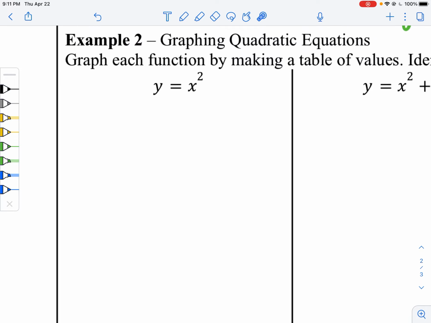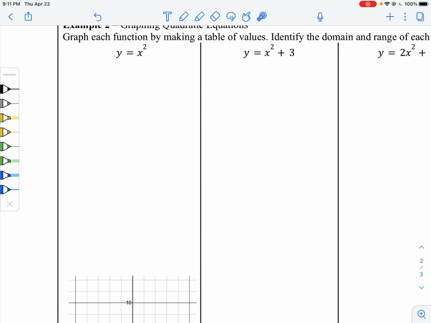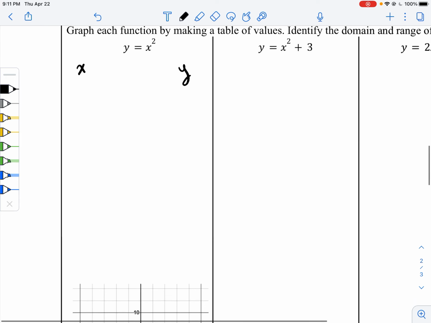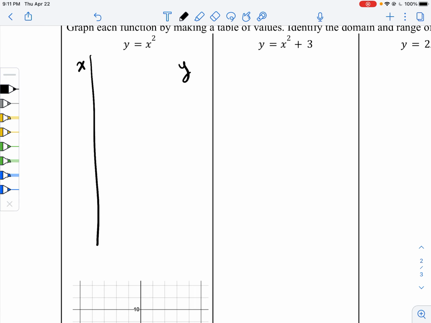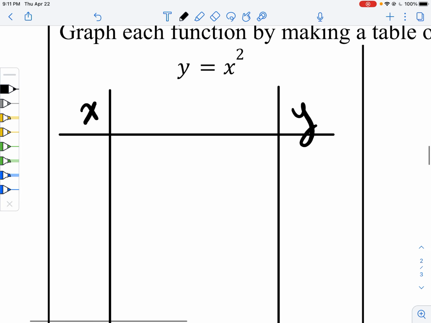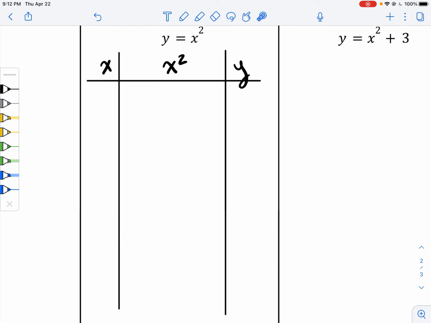The most basic way that will always work for all graphs ever is by making an XY table. You make an X, you see what Y comes out of it, and you plug those X values into your rule. I put the X value in the middle, and I like to leave a lot of space here so I can show my work. So the rule is X squared. Whatever X squared is, that's equal to Y.